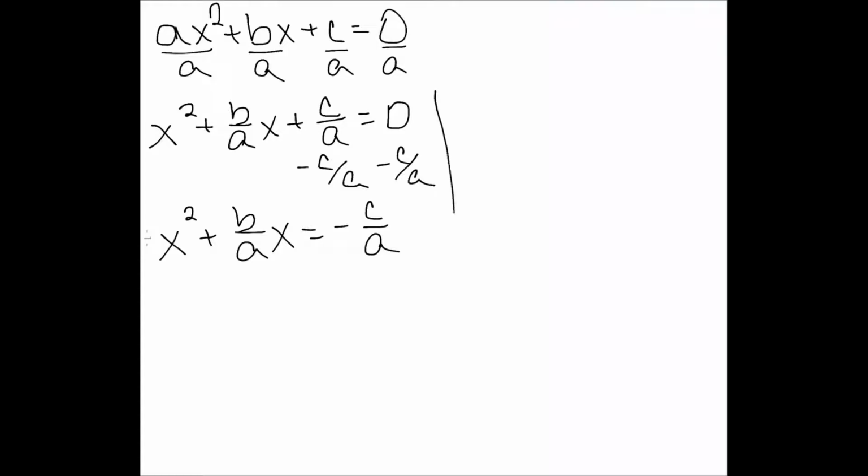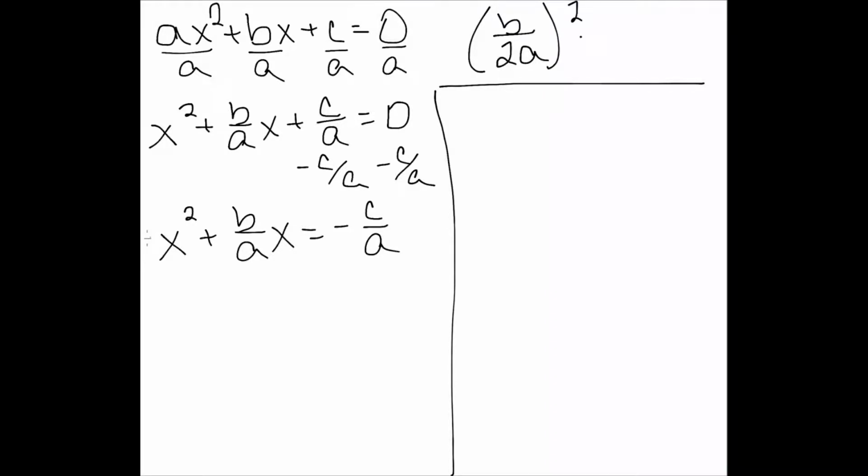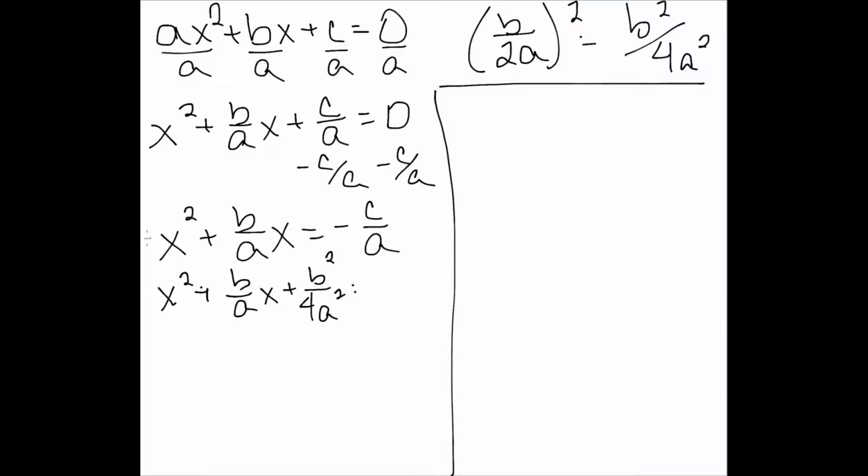Now, the next step, I need to take the number in front of x, which is b over a, divide by 2, which is the same thing as multiplying by 1/2, and square it. That actually gives me b squared over 4a squared. So I'm going to add that to both sides. x squared plus b over a x plus b squared over 4a squared equal to negative c over a plus b squared over 4a squared.